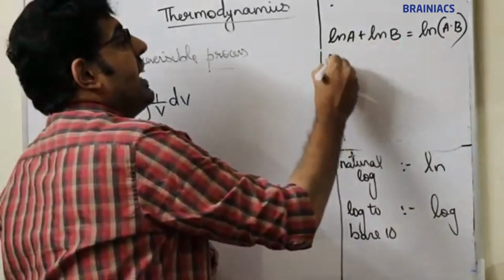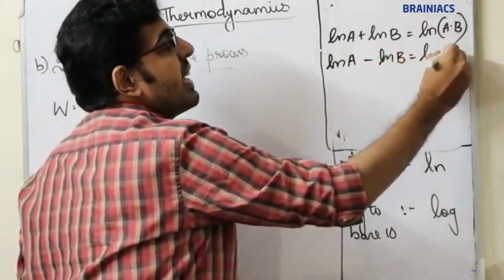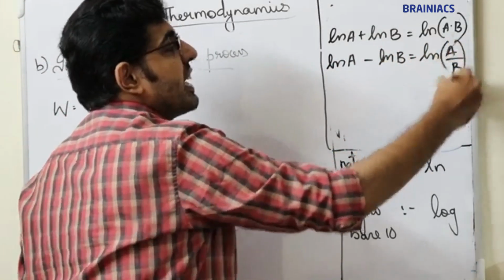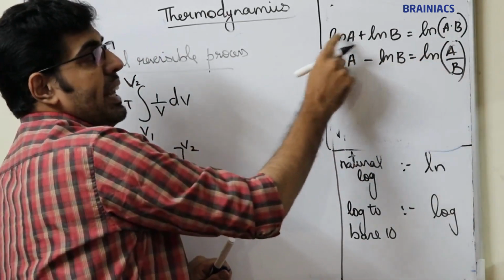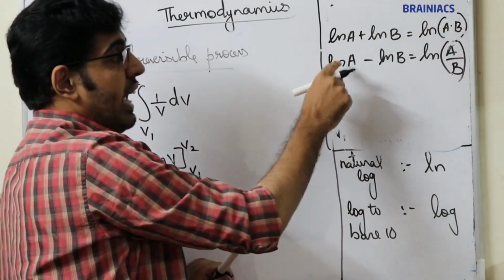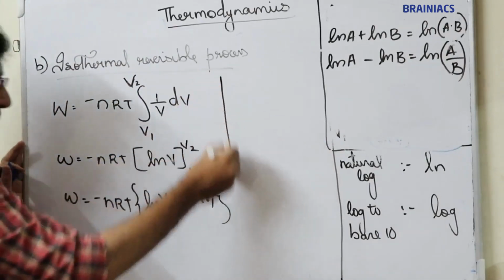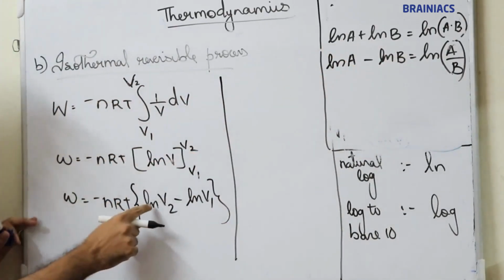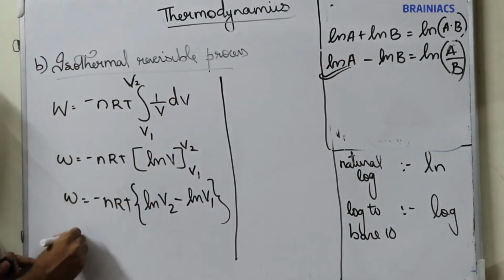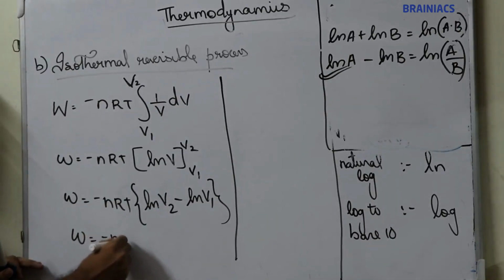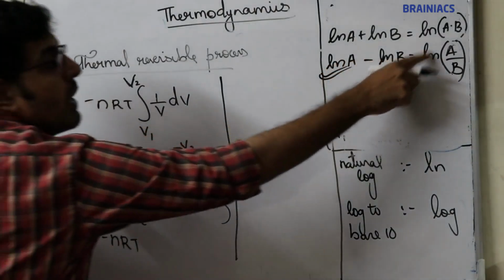Now, ln A minus ln B is equal to ln A by B. ln A plus ln B is equal to ln A into B, and ln A minus ln B is equal to ln A by B. In the same way, you can write ln V2 minus ln V1 like this.